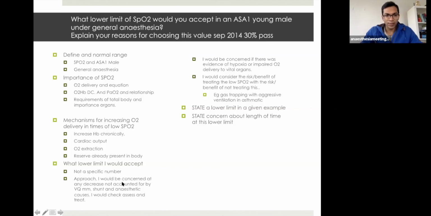What lower limit would I accept? This is where it gets very second party, and it's not a specific number, it's an approach. I would be concerned at any decrease not accounted for by VQ mismatch, shunt, anaesthetic causes. I'd be concerned if there was evidence of hypoxia or impaired oxygen delivery. I would consider the risk benefit of treating the low SpO2 against the risk benefit of not treating this. So maybe you can talk about why you wouldn't aim at 100% oxygenation, 100% oxygen FiO2 necessarily. I'd probably state this lower limit at the very start and state a concern about the length of time at this lower limit, as just an extra little thing to talk about.